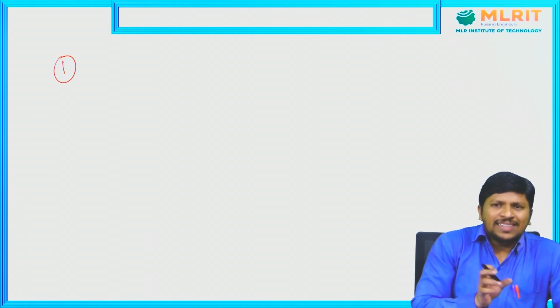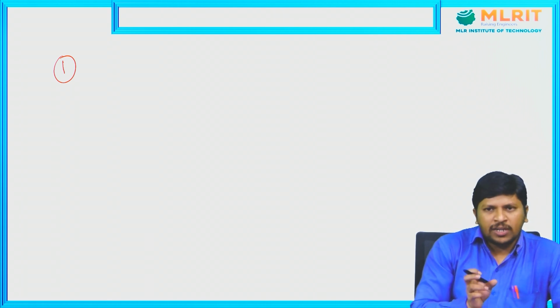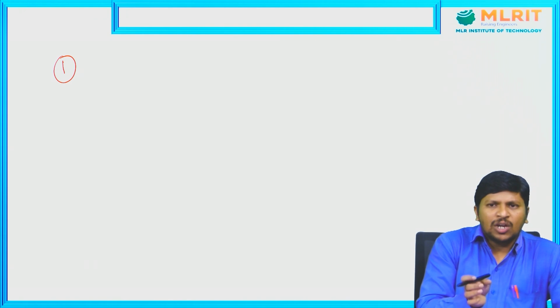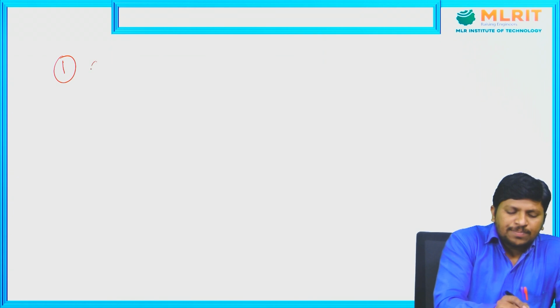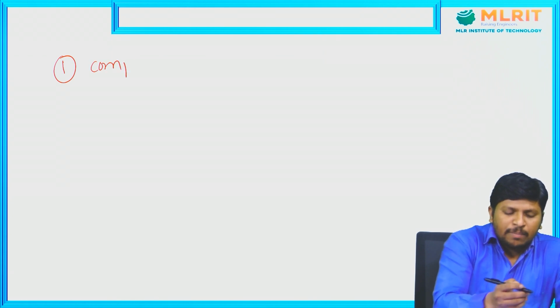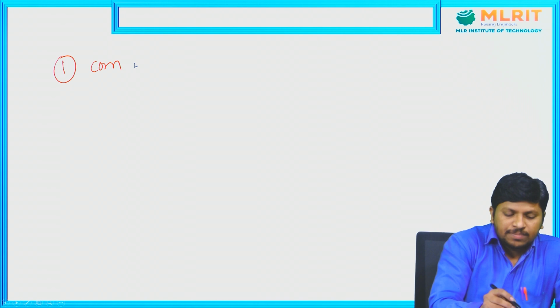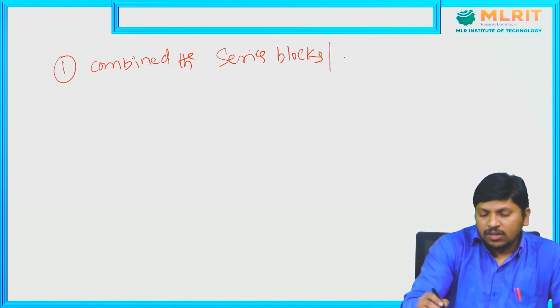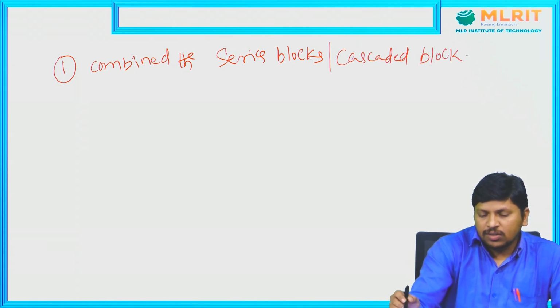The first rule is used when any series combination of blocks is available in a block diagram. The two blocks are multiplied into a single block. That representation is the elimination, or combining, of the series blocks in a block diagram. The first rule is to combine the series blocks. Series blocks are cascaded blocks.